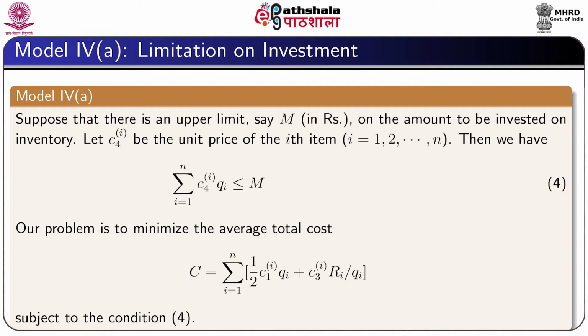Let C4i be the unit price of the ith item. Then the total investment for n items would be equal to summation over i equal to 1 to n of C4i Qi, and that investment should be less than or equal to the budget m. Therefore, our problem is to minimize the average total cost, which is summation over i equal to 1 to n of half C1i Qi plus C3i Ri by Qi, subject to the condition 4.